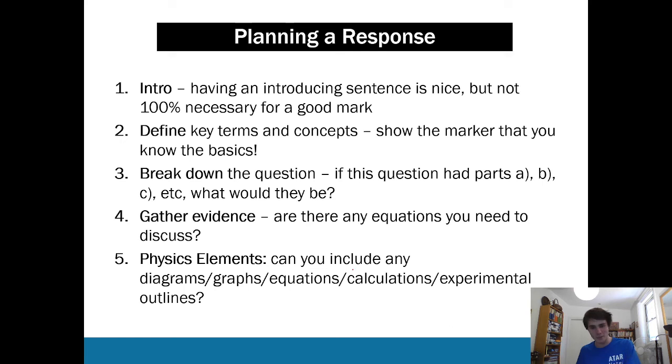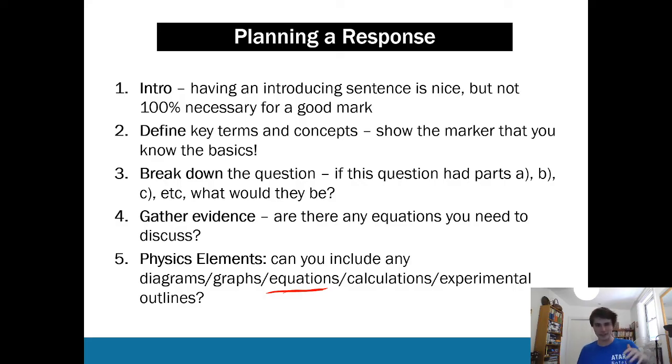Now, the massive one is equations. Basically, if you've got a physics extended response, anything more than about 5 marks, so anything that's 6 to 9 marks, and you don't have an equation in it, what are you doing? Chances are, if you have an extended response, there is some sort of physics equation you can include.